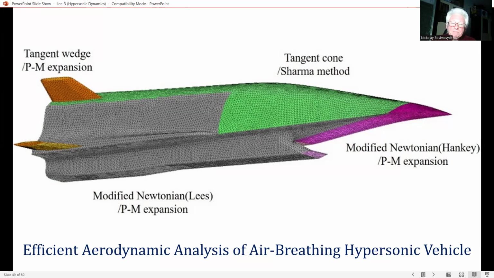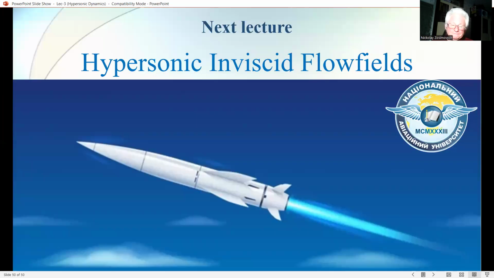Indeed, they are the basis of the modern configuration-based aerodynamics prediction code, CBAERO, highlighted today, as well as the well-established hypersonic arbitrary body program, HABP, we discussed earlier. Okay? So the next lecture will be hypersonic inviscid flow field, and I hope this is enough for today.